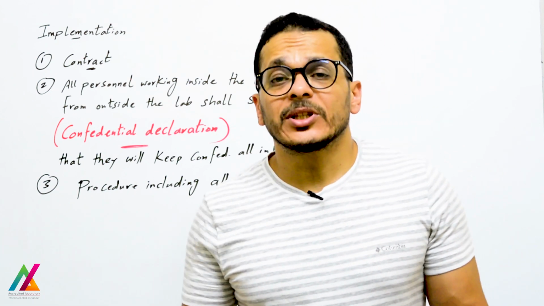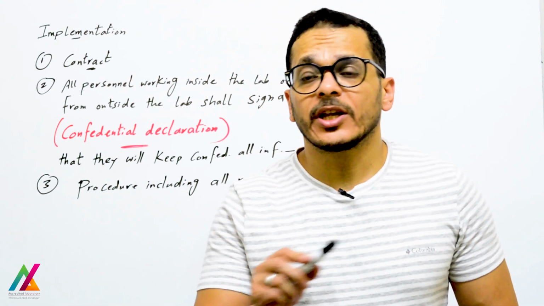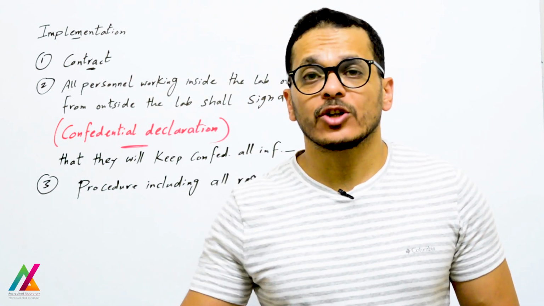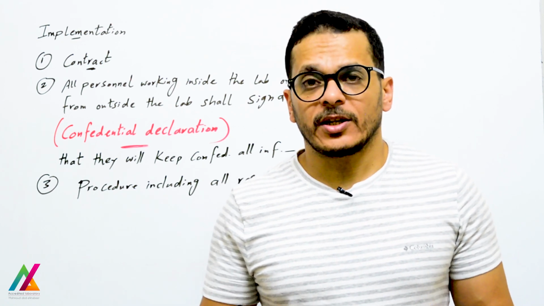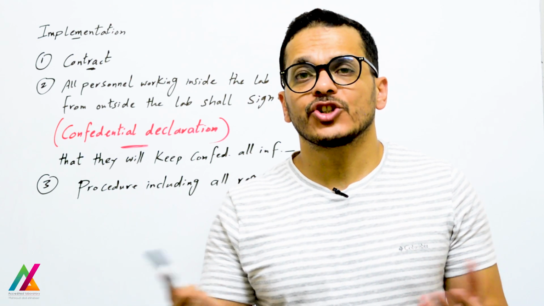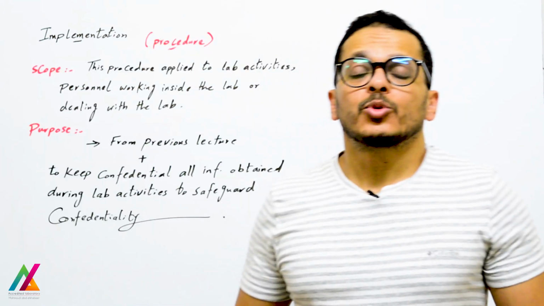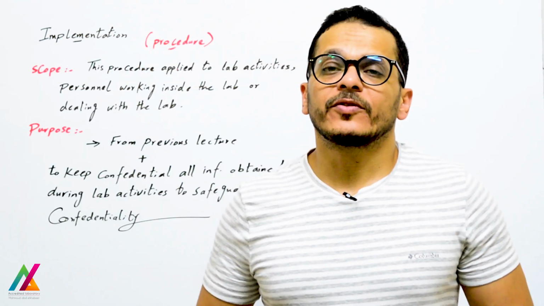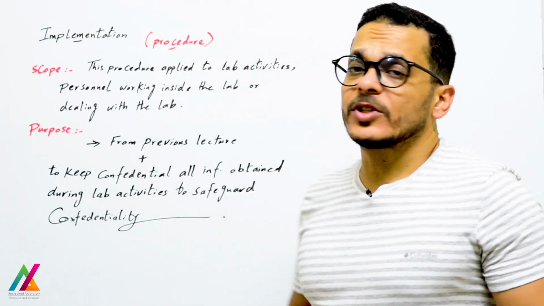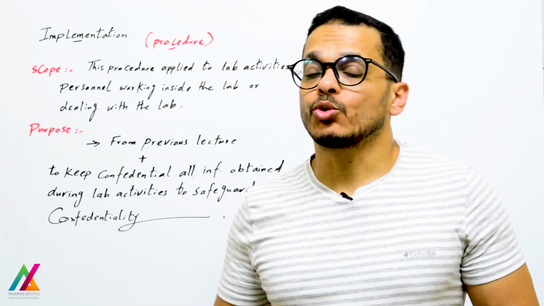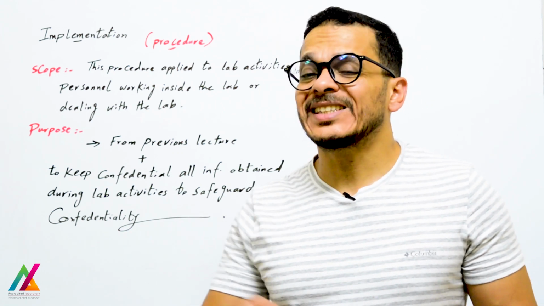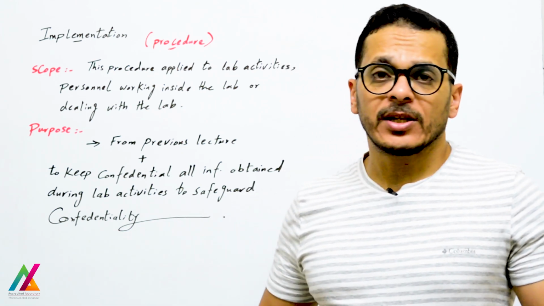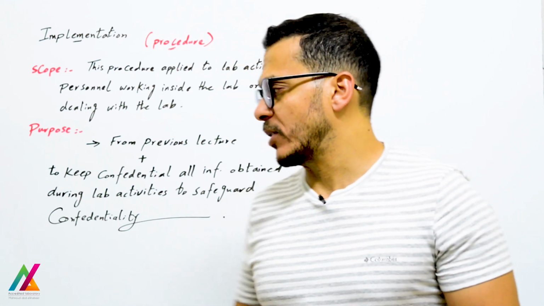And also it's better to make a procedure including all requirements of ISO related to confidentiality, and I'll combine impartiality and confidentiality in one procedure. The procedure for impartiality and confidentiality. The scope of this procedure will be applied to all lab activities and personnel working inside the lab or dealing from outside the lab, such as suppliers, customers, or others.